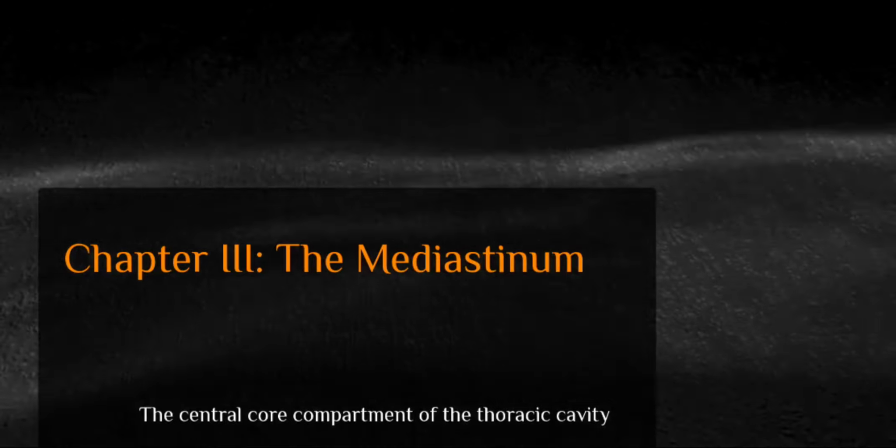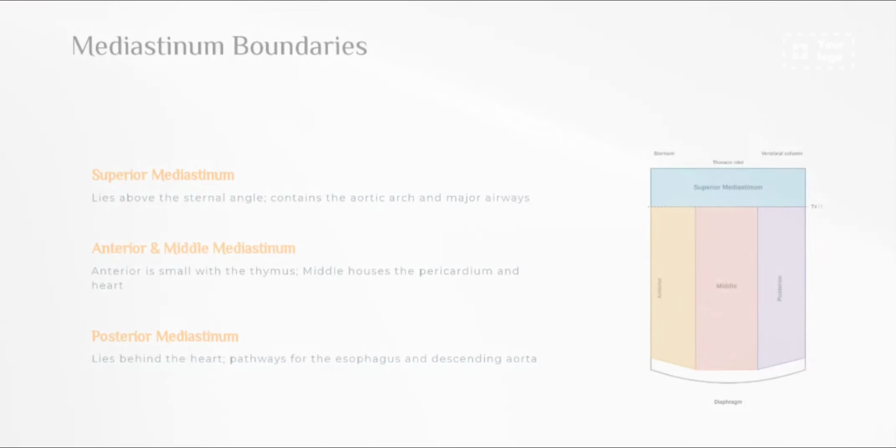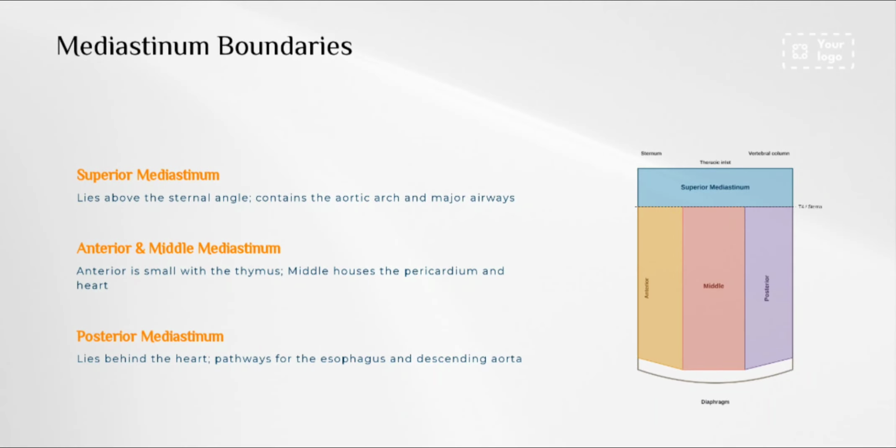We will explore the central compartment of the thorax, known as the mediastinum, and examine its anatomical boundaries and organs. The mediastinum is split into superior and inferior sections by a horizontal plane at T4. The inferior mediastinum is further divided into anterior, middle, and posterior compartments.